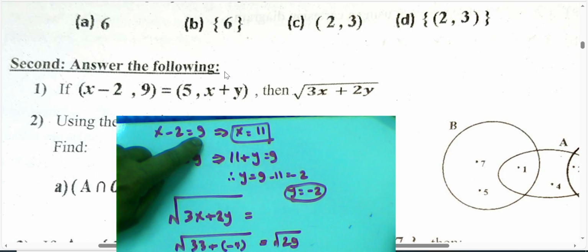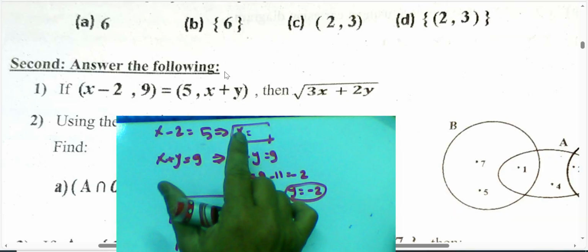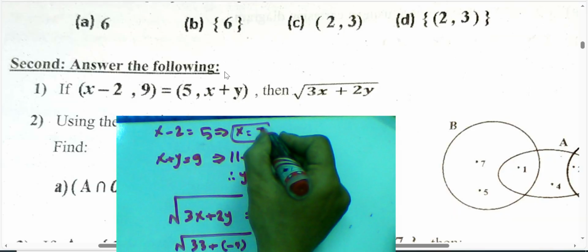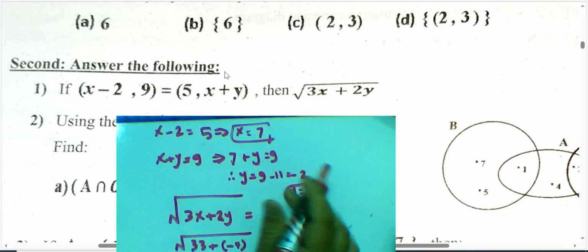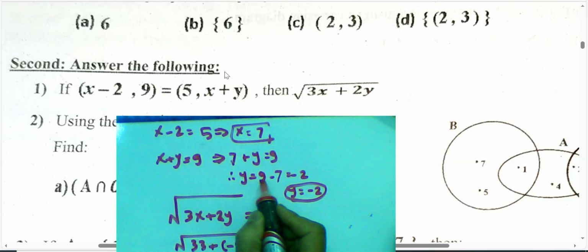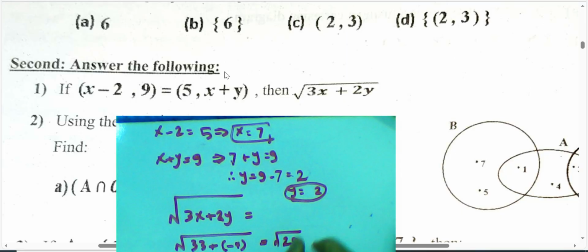Okay, sorry, this is 5 not 9. This 5. Again, x minus 2 equals 5 not 9. Then x will be 7. X will be 7. Okay, 7 plus y equals 9. Then y equals 9 minus 7 equals 2. Then the value of y will be equal to 2.